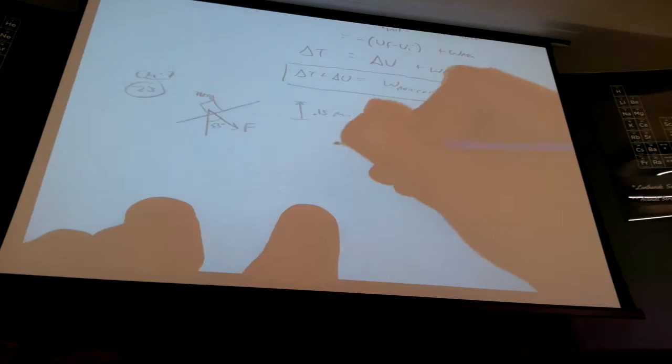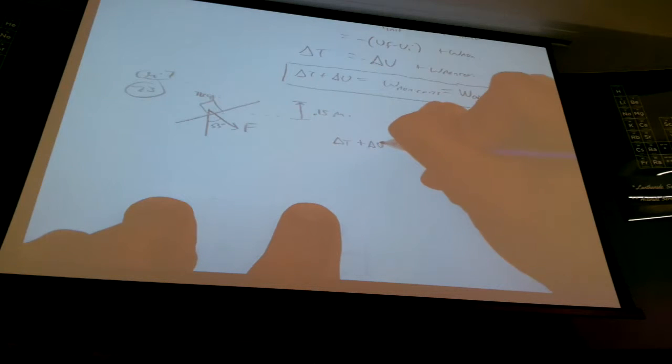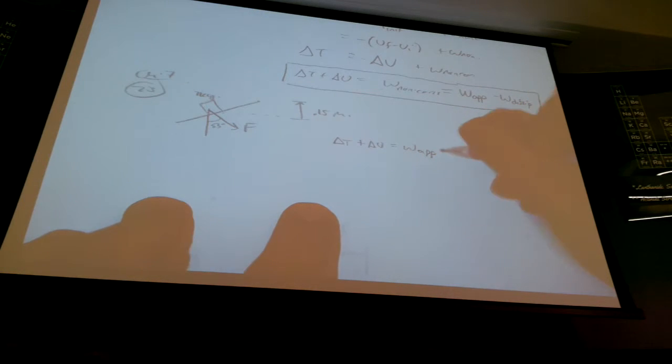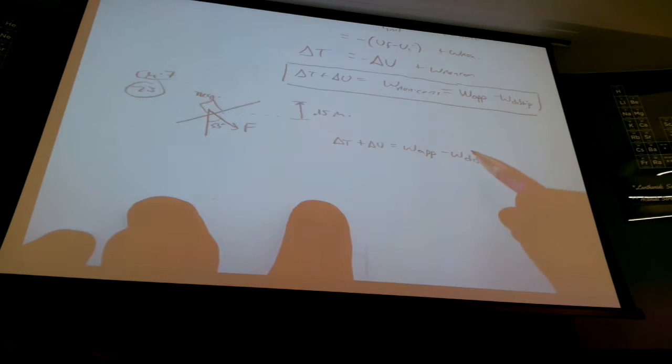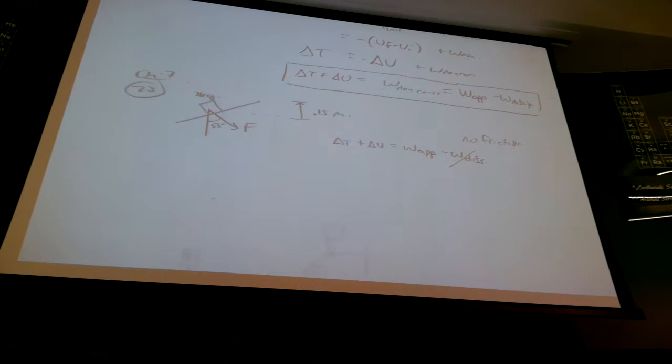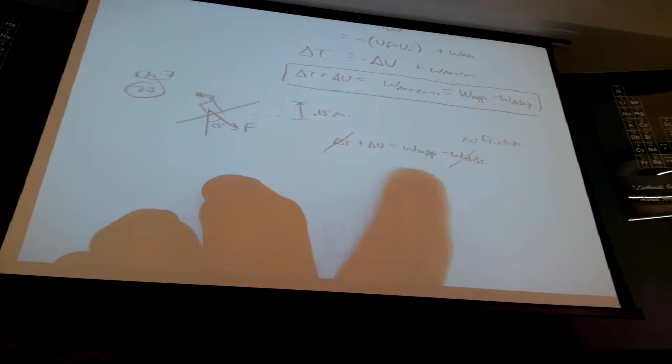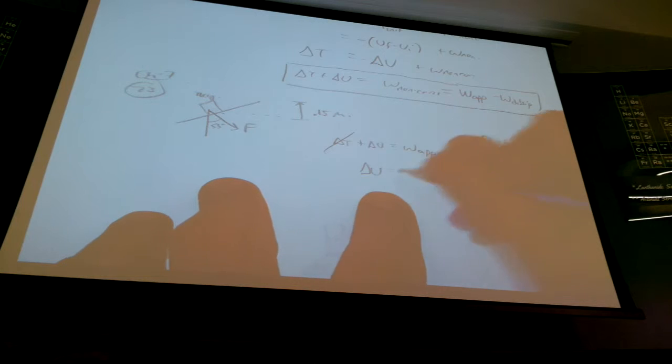Starting with that formula. And it doesn't tell you there's any friction, so I'm going to assume there's none. Okay, so there's no friction. And there's no kinetic energy change because it starts at rest and ends at rest. And so this term is also 0. So we've reduced this to something very simple. Just the change in U equals the work applied.